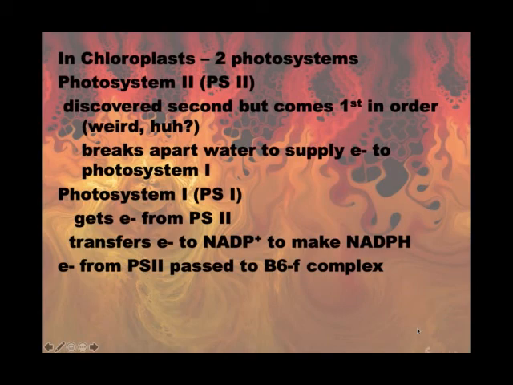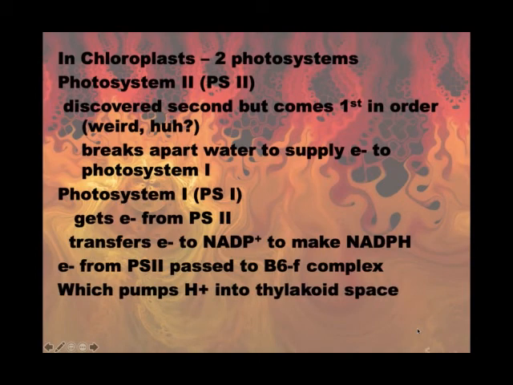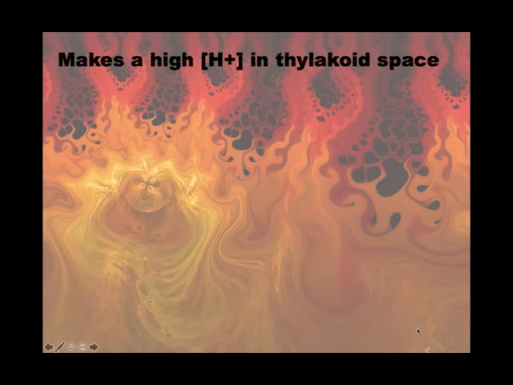So the electrons from photosystem 2 pass to something called the B6F complex, which is kind of weird. And that just pumps the hydrogen into the thylakoid space, and that becomes a little more important later. Okay, so what's going on in photosystem 1? It gets the electron from photosystem 2 and transfers it to make some NADPH. Great. Also, the electrons from photosystem 2, once it gets to the end there, also get passed to something called the B6F complex, which pumps hydrogen into the thylakoid space. Okay, so once you're loading up on hydrogen in the thylakoid space, obviously it's going to make a higher concentration of the hydrogen.